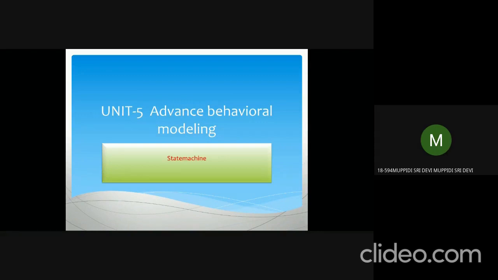So today's topic is state machine. So what is a state machine? What are the topics present in the state machine? We will discuss now. Okay.